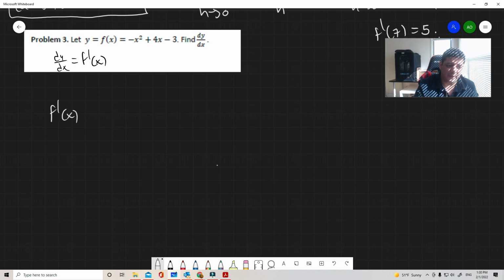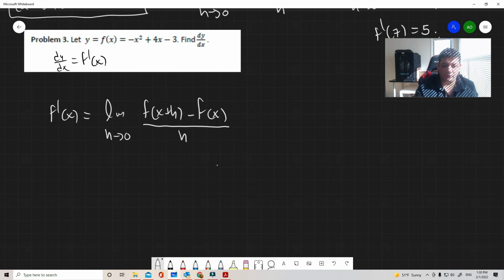So f prime of x can be found by the limit when h goes to 0 of f of x plus h minus f of x, over h. So we don't use any point, we just use x directly, and we just calculate the limit from there. This limit is going to produce a function of x, since notice that the limit is only plugging in h.